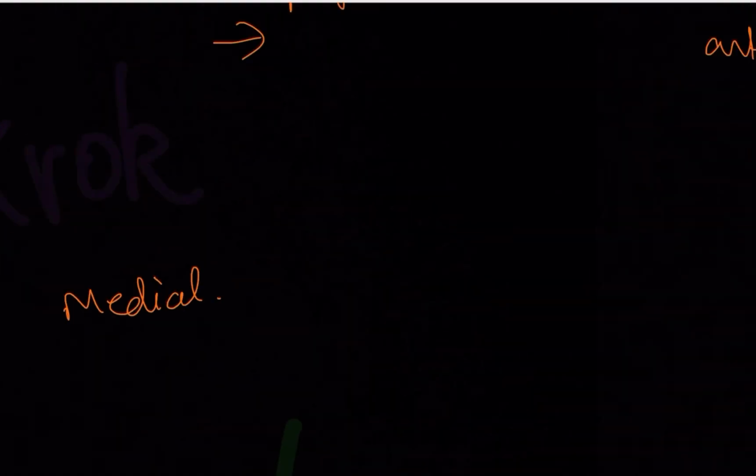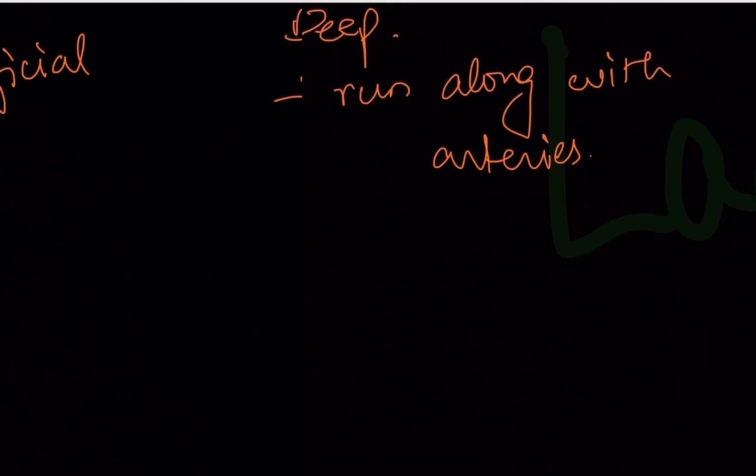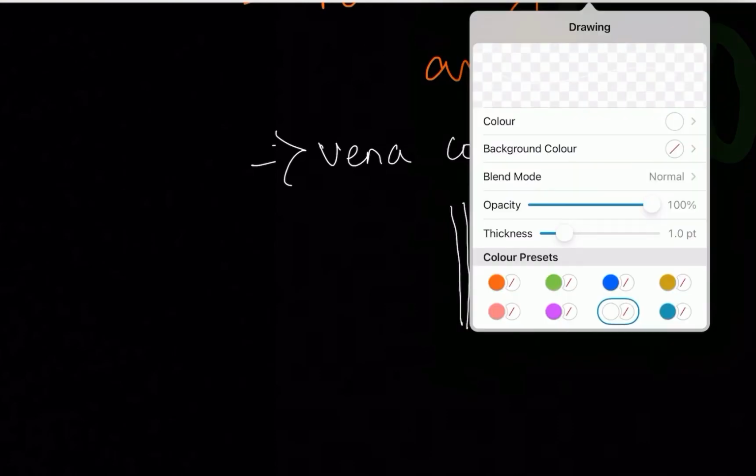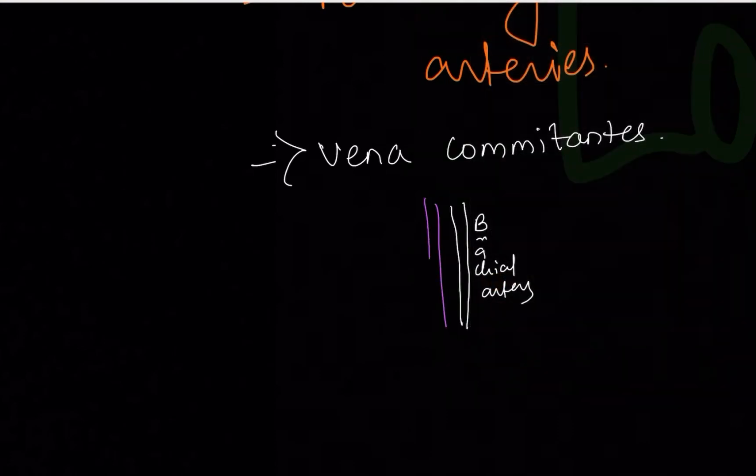There is something special about the deep veins that you must know. There is something called vena comitantes. It is present in deep veins. What happens is you have this brachial artery, right? As I said, deep veins have the same name as the artery. So if this is the brachial artery, what vein will you have on the side? You will have the brachial vein. Brachial veins are present on each side of the brachial artery, so you have two brachial veins.